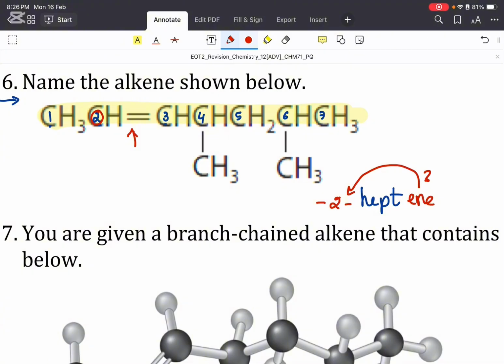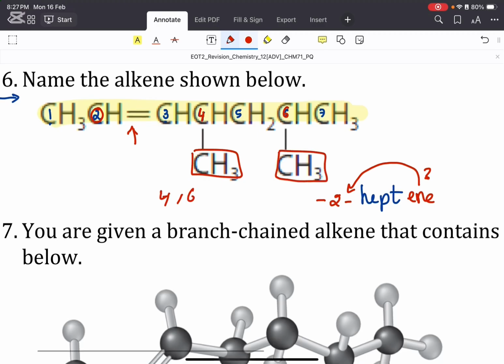Also on this heptene, on carbon number 4 and carbon number 6, I have the methyl repeated twice. So it's 4 and 6 dimethyl, because it's repeated twice.